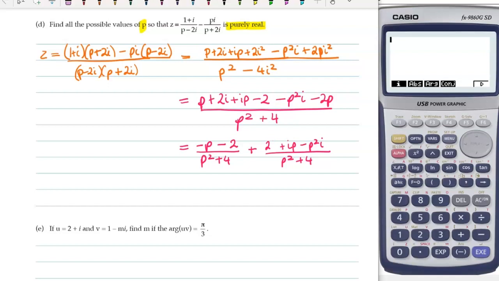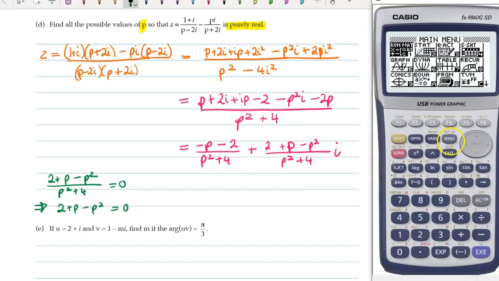Now I can take out the i that's in each of these bits on the top here and just have it as being on the outside here. Now if this is purely real, it means that this imaginary bit here will be equal to 0. So that's where we're going with this next. So 2 plus p minus p squared over p squared plus 4 must be 0, which gives me that 2 plus p minus p squared is 0.